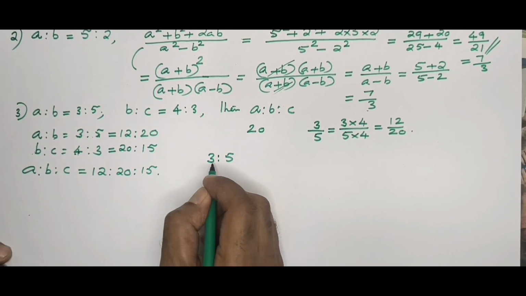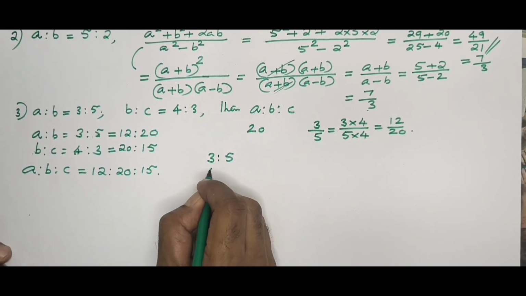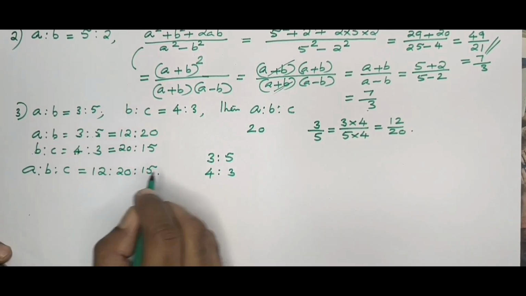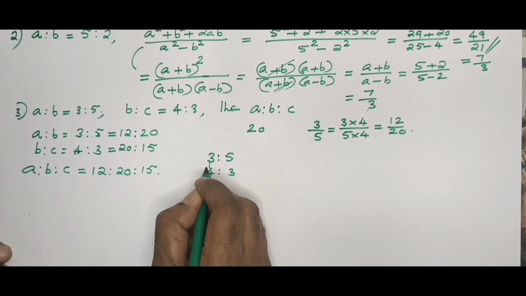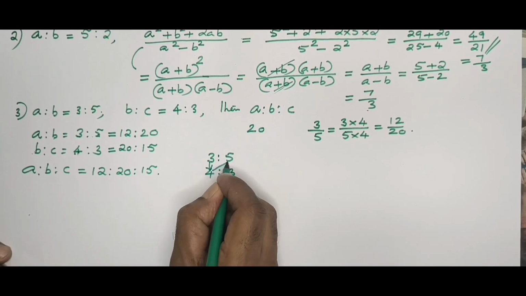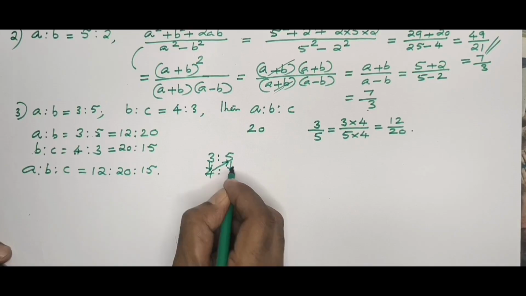A is to B is given as 3 is to 5. B is to C is 4 is to 3. So to get this ratio, what we do is you multiply like this. Then you multiply like this. 4 and 5. Then you multiply 5 and 3.